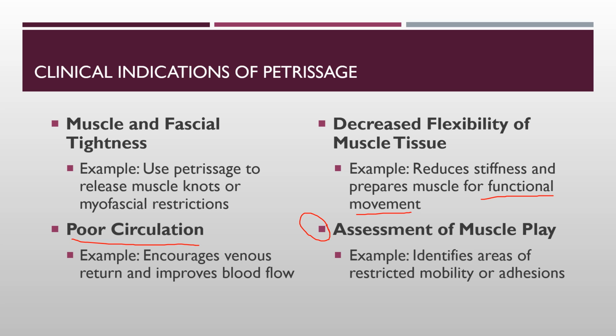If you grab that muscle belly and move it side to side and compare it to the uninvolved side, you'll notice if there are any restrictions or adhesions that are limiting movement of that muscle or tendon. A good example would be you can just grab your biceps brachii and move it side to side. And if you've had an injury to that biceps brachii, you may notice that you get less movement of that muscle belly, or that muscle play. And that would be a good indication to use something like petrissage.